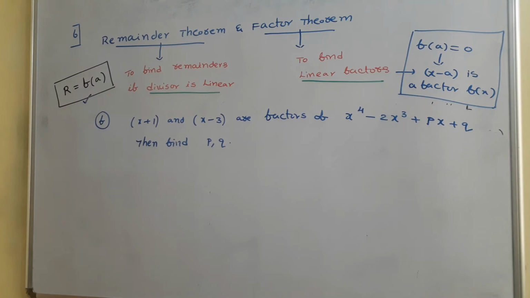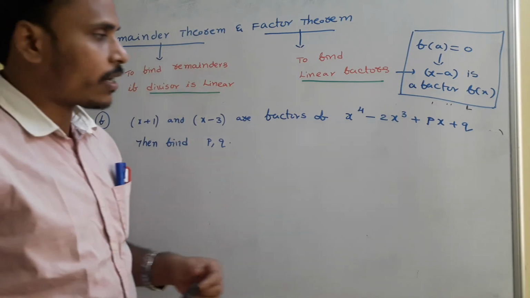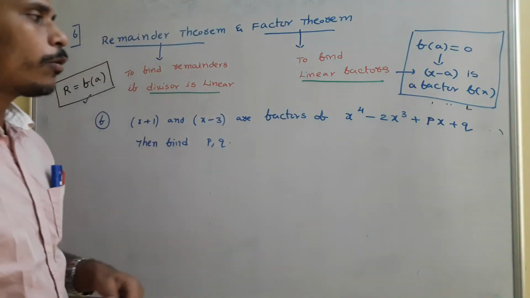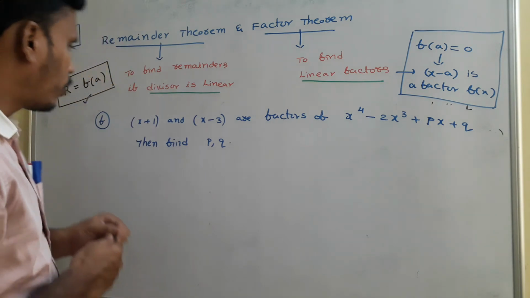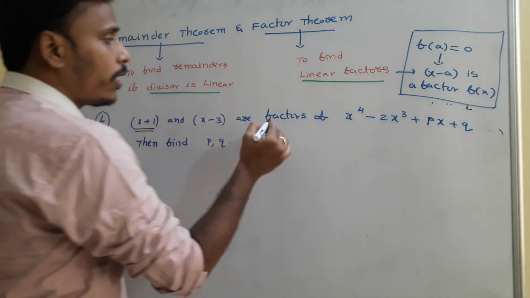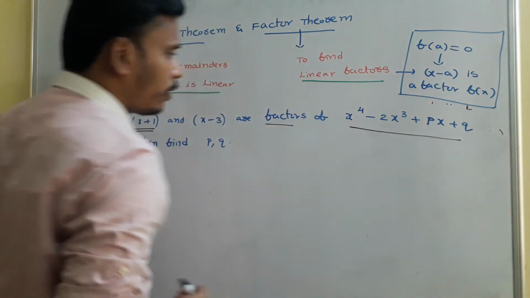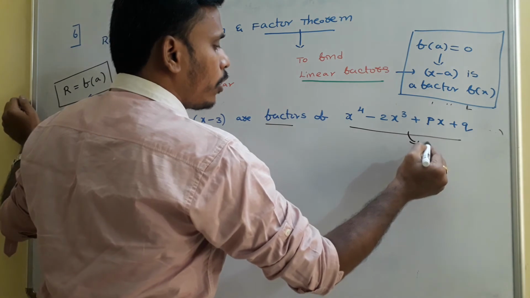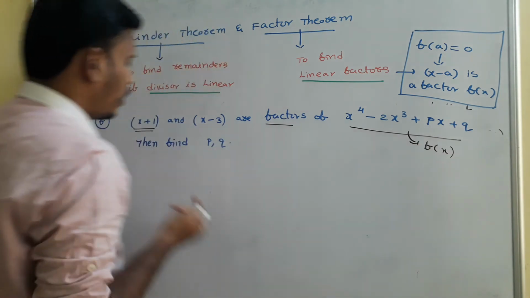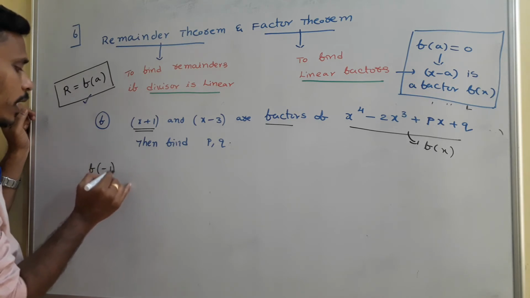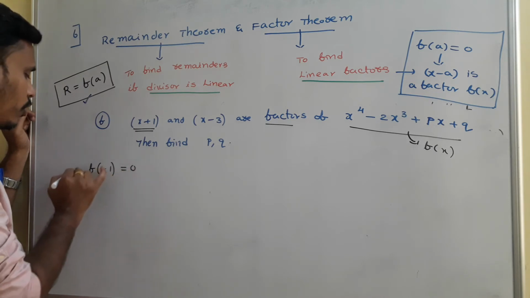So look at the problem, one simple problem. If x plus 1 and x minus 3 are factors of this polynomial, then you need to find p comma q. Just look there. x plus 1 is a factor. Since x plus 1 is a factor of this polynomial, the functional value is 0. So suppose you treat the polynomial as some f(x), since x plus 1 is a factor, from the factor theorem we are very clear that f(-1) is 0.